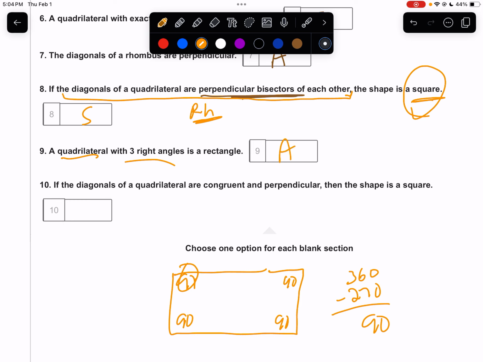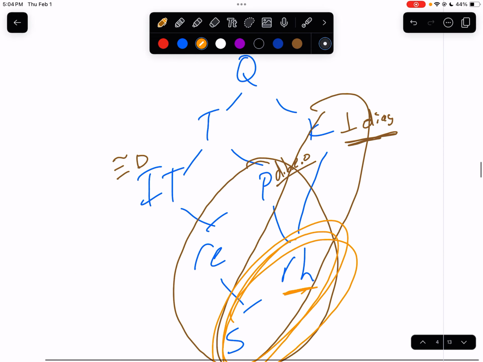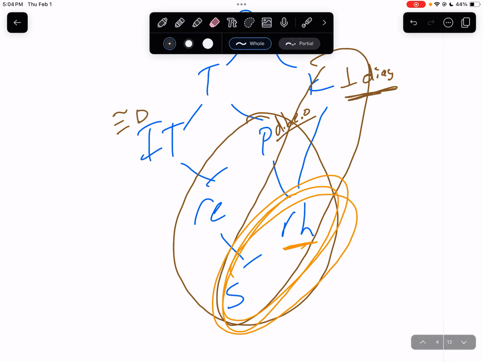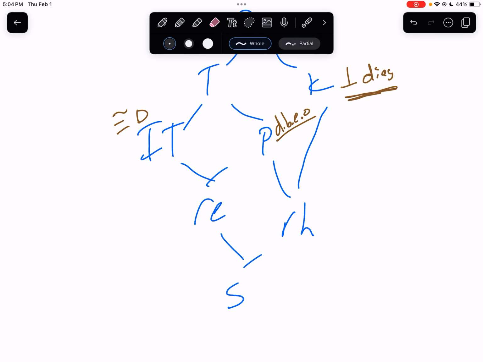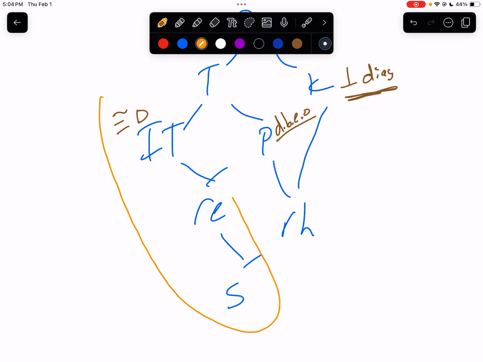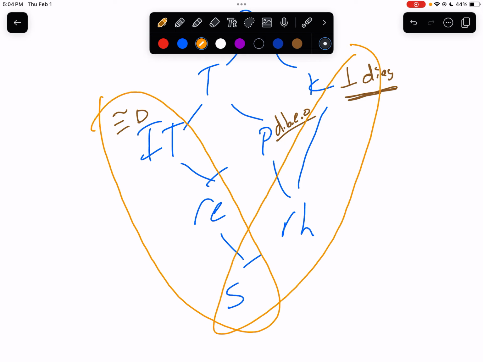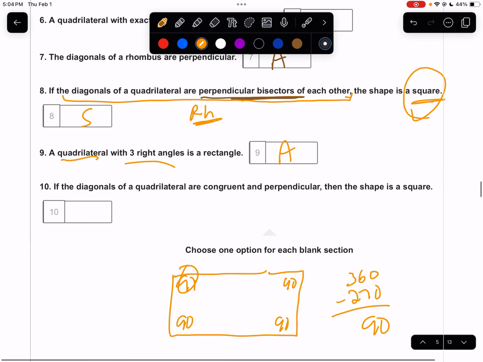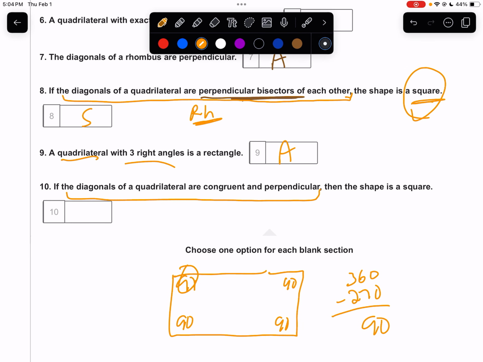The diagonals of a quadrilateral are congruent and perpendicular. Diagonals are congruent and perpendicular. What shape has both properties? It's a square. So the diagonals are congruent and perpendicular. That is code for a square. Then the shape is a square. Well, is a square a square? Always.